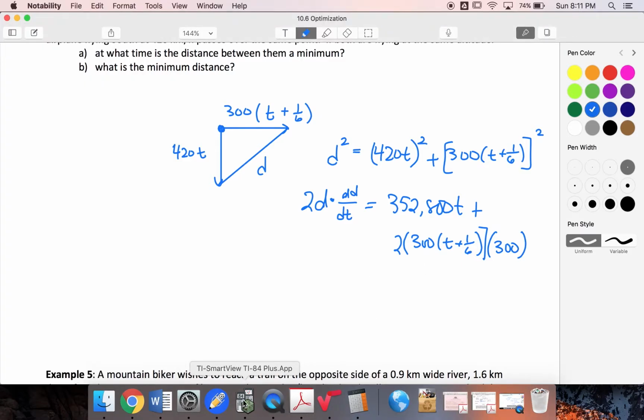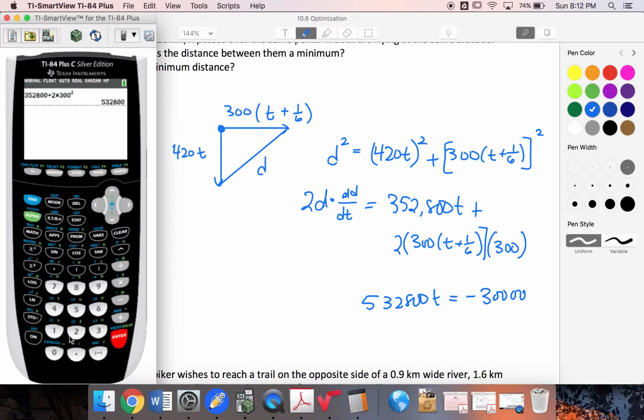So what did I say? 532,800 t equals negative, so 300,000, no, 30,000? Goodness gracious. This is why I'm not going to do math in my head when I have my calculator. Divide by 6 times 600 from the 2 and the 300. All right, 30,000. I was right.